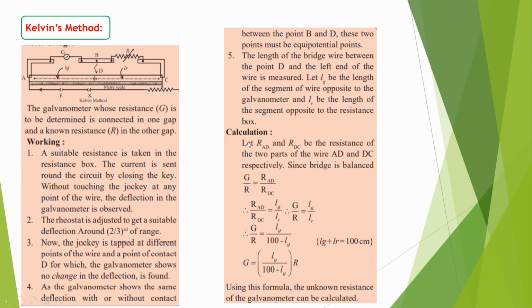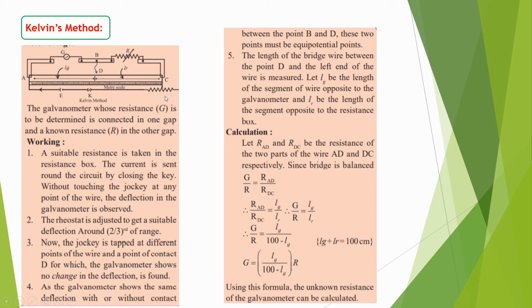Let RAD be the resistance across AD, and RDC the resistance across DC. These are the resistances of the two parts of the wire, AD and DC respectively. When we select the point D, the circuit is balanced. According to the balance condition, we get four resistances: the first is G, the second is R, the third is across LG, and the fourth is across LR.